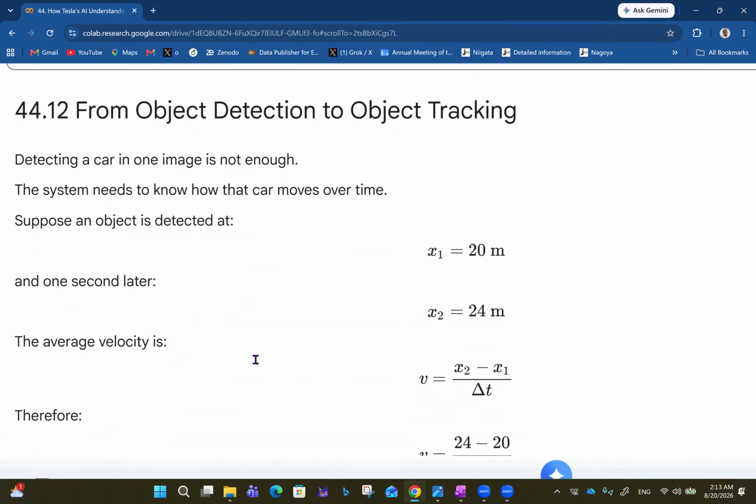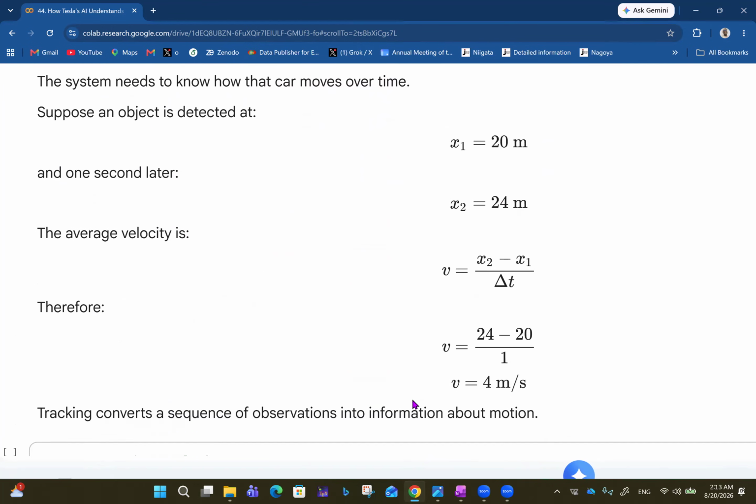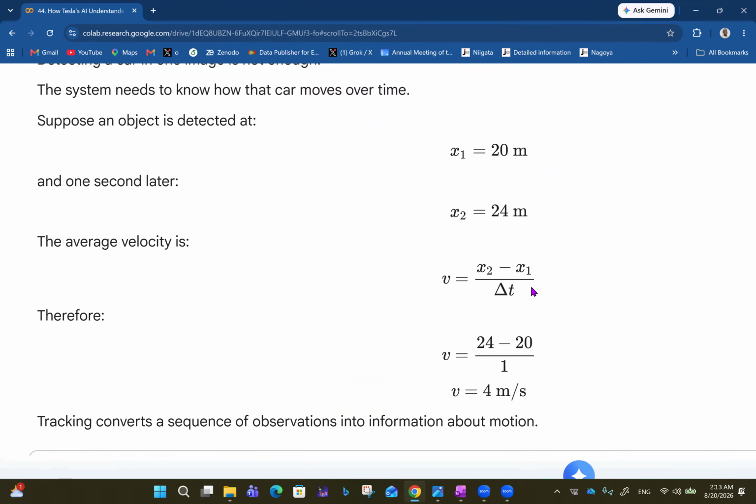Then from object detection to object tracking: detecting a car in one image is not enough. The system needs to know how that car moves over time, right? Because if the car is moving, the speed at which it's going and things like that is very important. So suppose an object is detected at x1, that's 20 meters, and 1 second later it's detected at 24 meters. So the average velocity can be computed as v equals x2 minus x1 over the change in time. So that's 24 minus 20 over 1, which is 4 meters per second. So tracking converts a sequence of observations into information about motion.